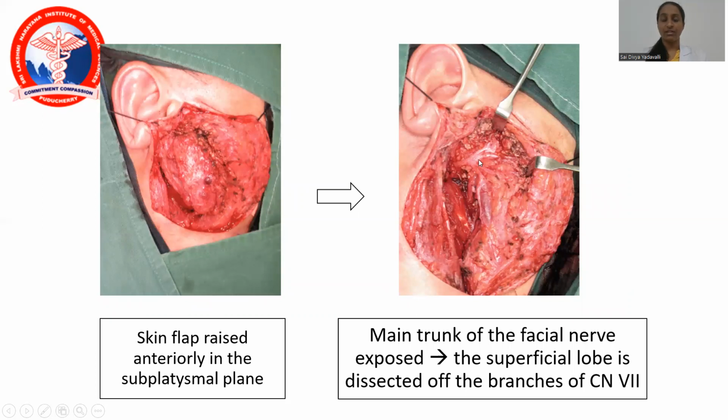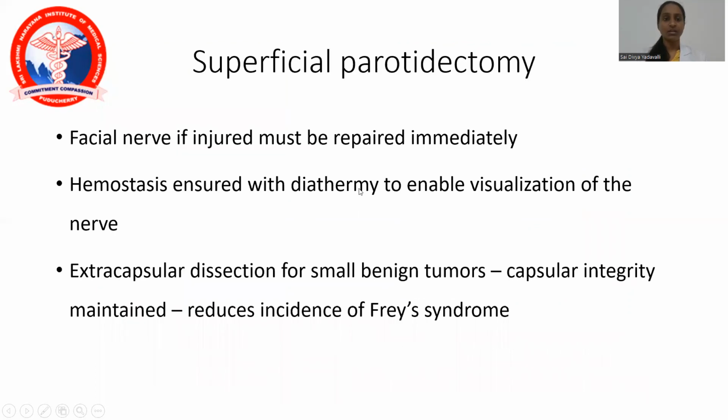Now, as I mentioned before, identification of the facial nerve is an important part of parotid gland surgeries. So now the main trunk of the facial nerve is exposed and identified, and all the gland that is above the facial nerve, that is the superficial lobe, is dissected off the branches of the facial nerve. When the facial nerve is injured, it must be repaired immediately. Hemostasis should be secured with diathermy to enable visualization of the nerve. Extracapsular dissection of small benign tumors, where the capsular integrity is maintained, reduces the incidence of Frey syndrome.